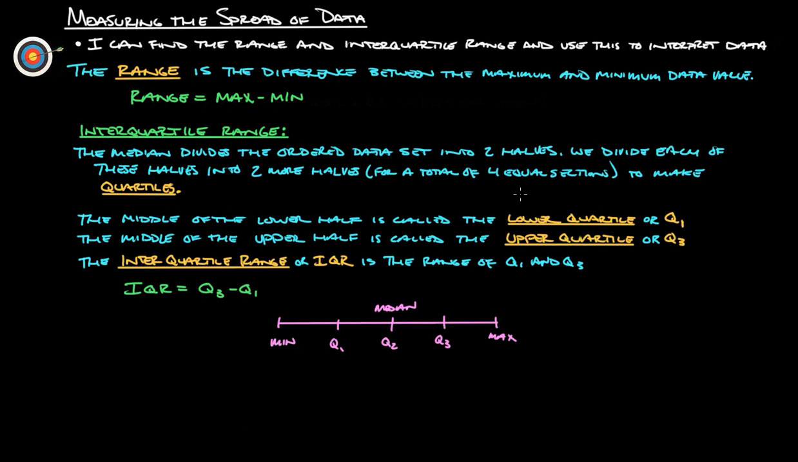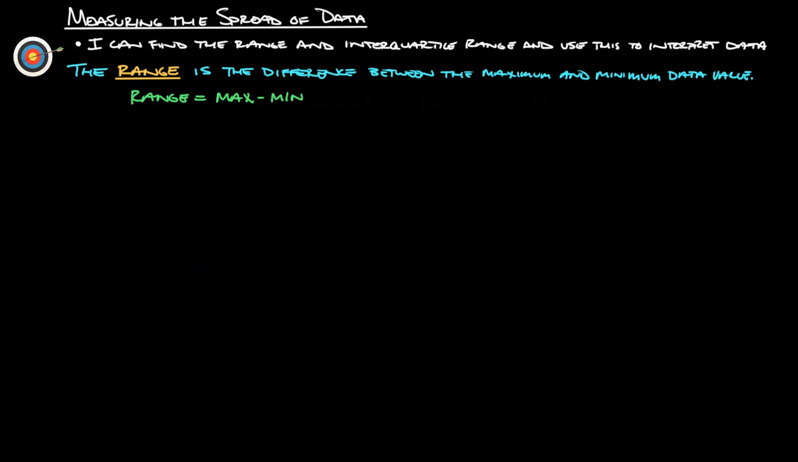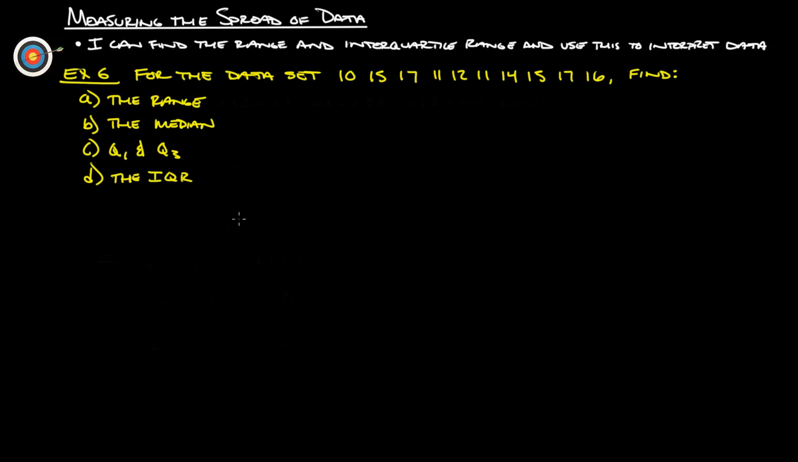Okay? So split it into two halves, and then two more halves, 4 equal sections to make quartiles. The middle of the lower half is called the lower quartile, right here, quartile 1. The middle of the upper half is called the upper quartile, or quartile 3. The interquartile range, or IQR, as it's often referred to, is the range of quartile 1 and quartile 3. So basically that is from here to here. This is the IQR, the interquartile range. All right, so we're going to use that info here on an example, and then away we go.